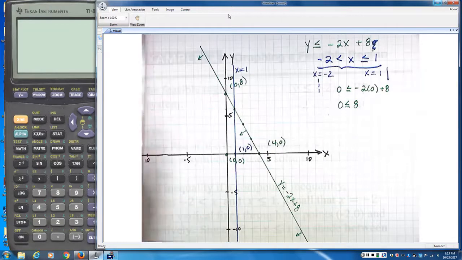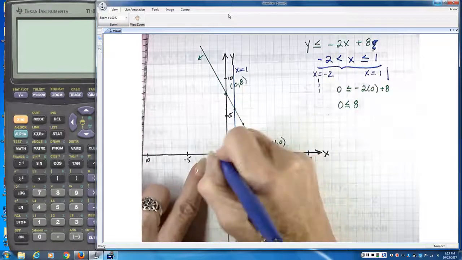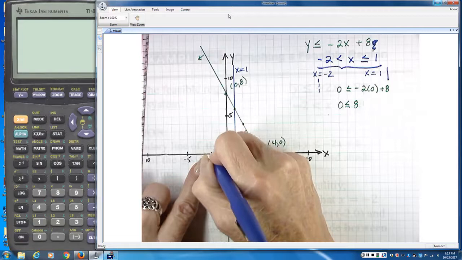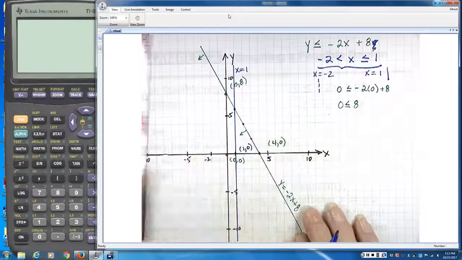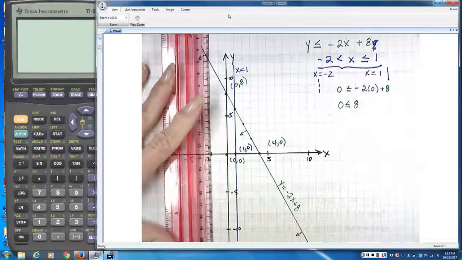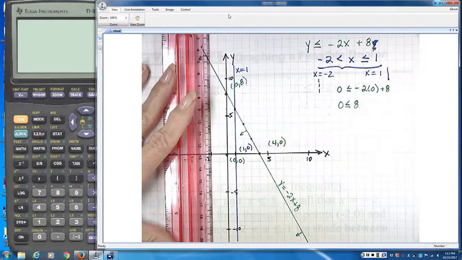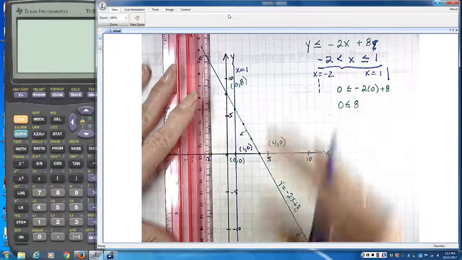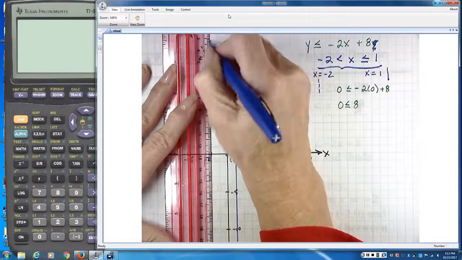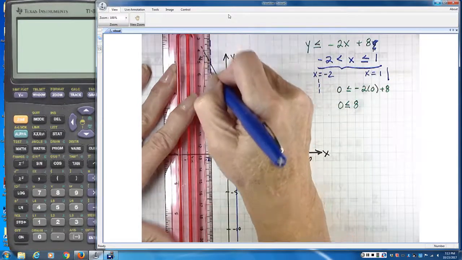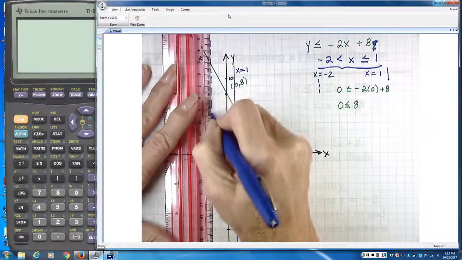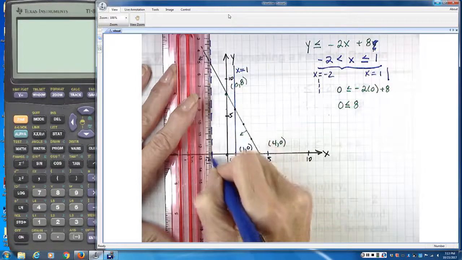Then I go find where x is equal to negative 2, and I'll draw a straight up and down vertical line through negative 2, 0. Only this time I use my broken line.